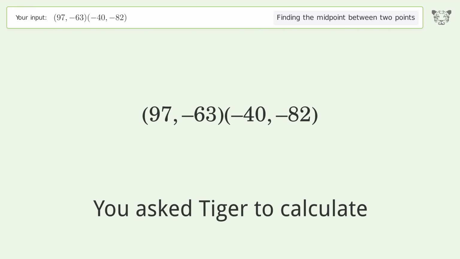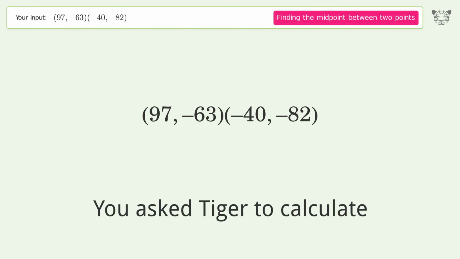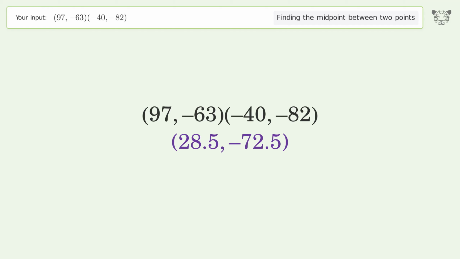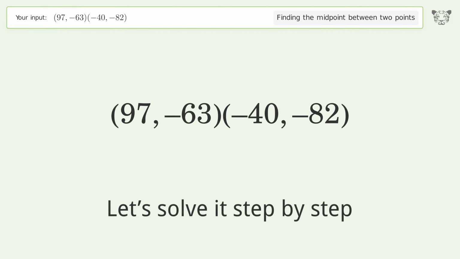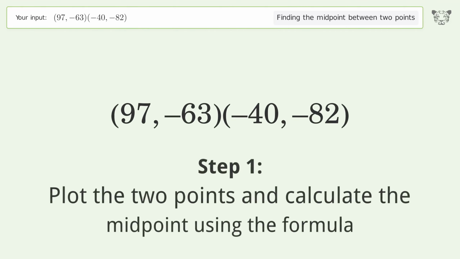You ask Tiger to calculate. This deals with finding the midpoint between 2 points. The midpoint between the 2 points is 28.5, negative 72.5. Let's solve it step by step. Plot the 2 points and calculate the midpoint using the formula.